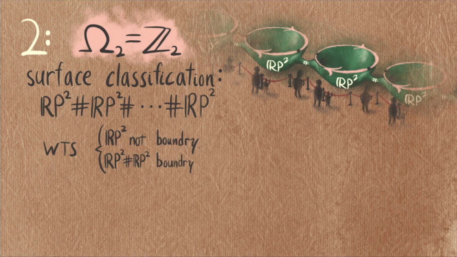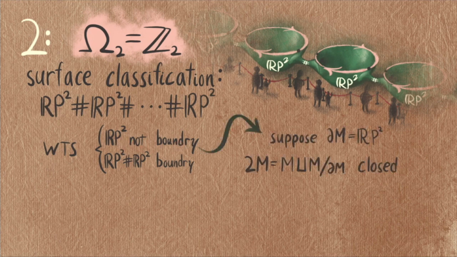Okay, let's show this first one. We work to find a contradiction. Suppose that there was a free manifold M whose boundary was RP2. We can turn M into a manifold without boundary by just taking 2 copies of itself and gluing them together along the boundary, where we glue them together using the identity map. So we're going to call the manifold that we get 2M.